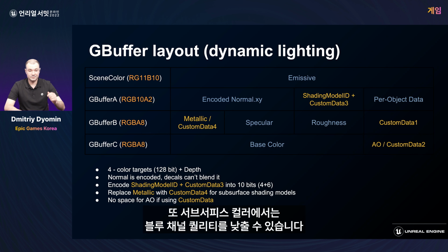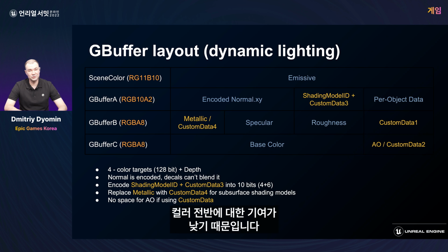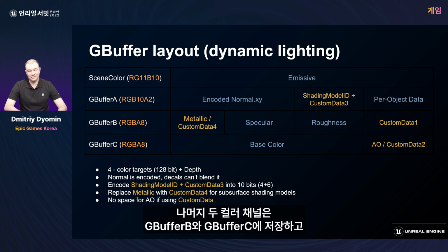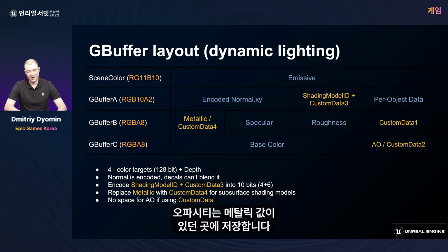We can reduce quality for a blue channel in subsurface color, since its contribution to overall color is less important. We pack shading model ID and the blue channel into 10 bits and store it where it was indirect irradiance was. Rest of 2 color channels we store in G-buffer B and C, and we store opacity where metallic value was.